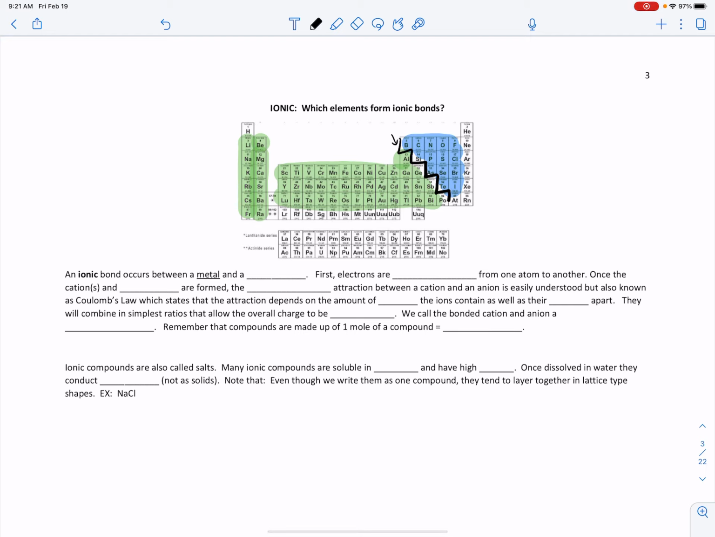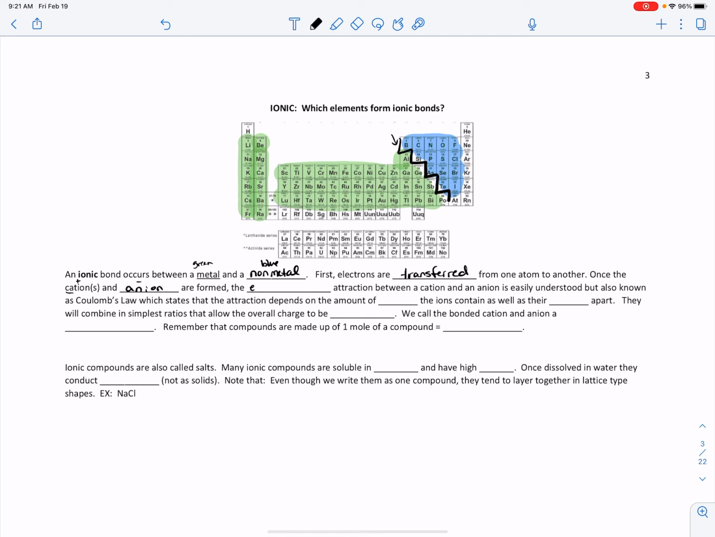Just think of this line as being the dividing line on the chart. If you don't remember, these green things are the metals. So it forms between a metal, that's the green, and a non-metal, and that's the blue. With ionic bonds, first the electrons are transferred. Once the cations and anions are formed, because it's positive and negative, it has to be a cation, which is your positive, and anion is your negative.